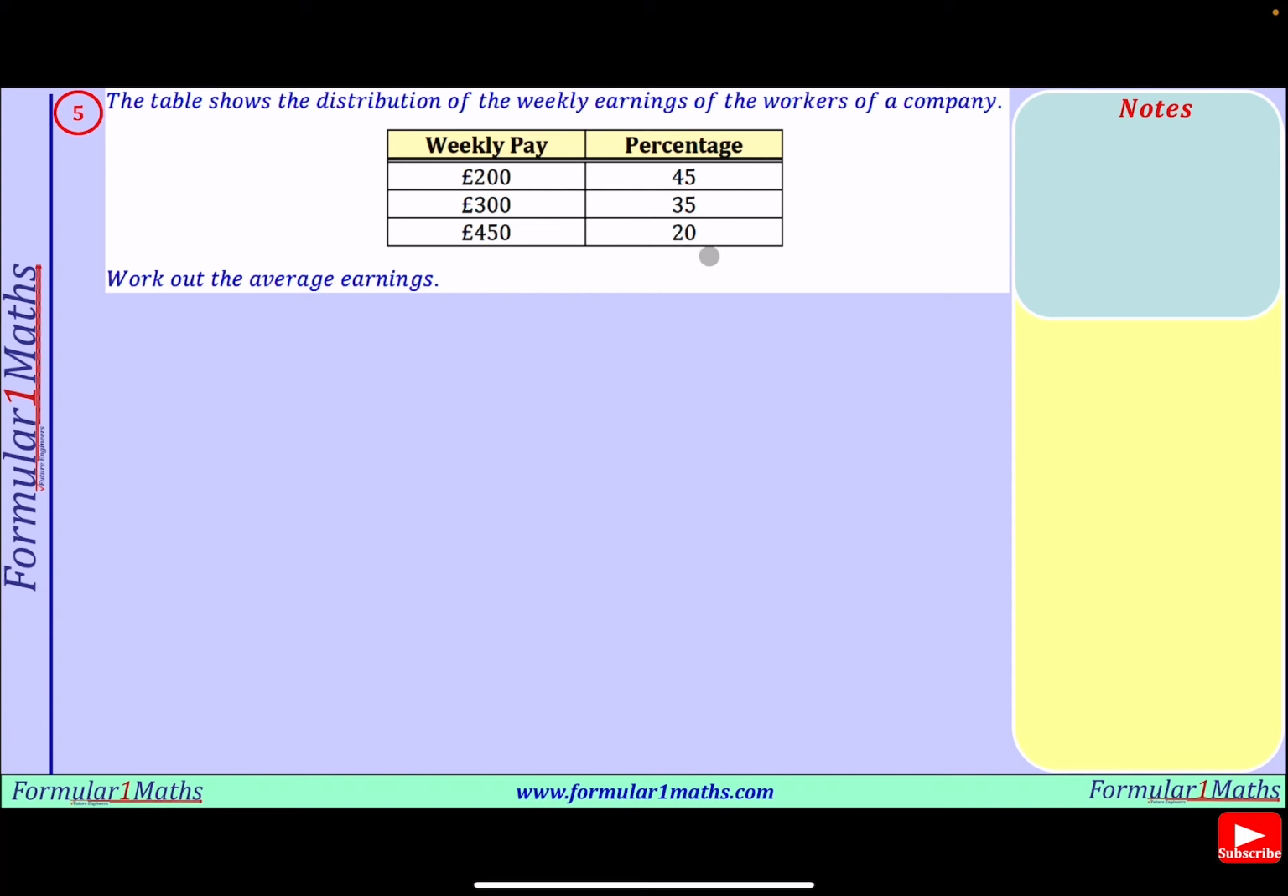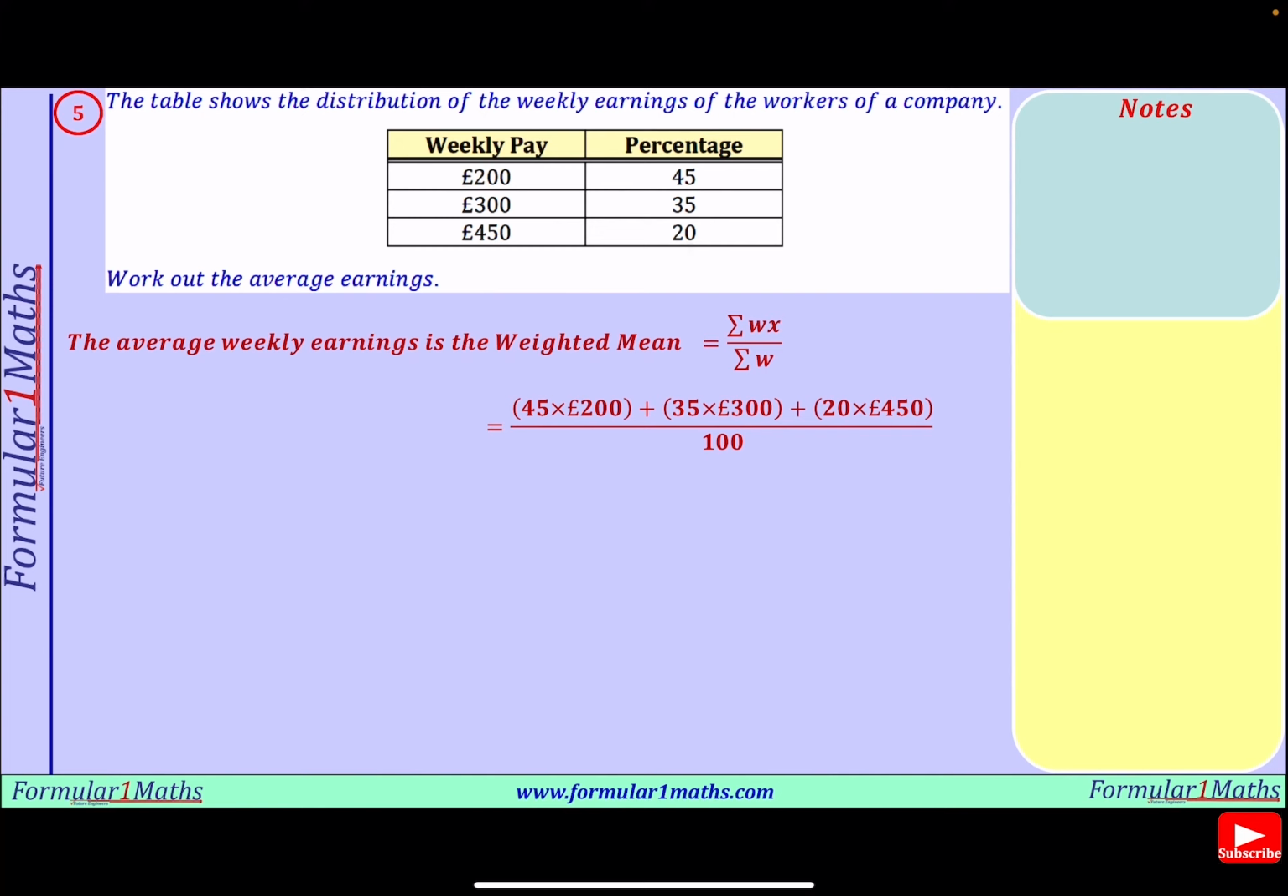So again, the weekly average earning is the same as the weighted mean, which is given by that. And as we've seen, we're going to multiply 200 by its weight, 300 by its weight, which is 35, and 450 by its weight, which is 20. And then if we add up all that, that would be 100, and so we're going to get this. And then if we evaluate this, you get 285. So £285 a week is the weekly average earnings for the workers of that company.